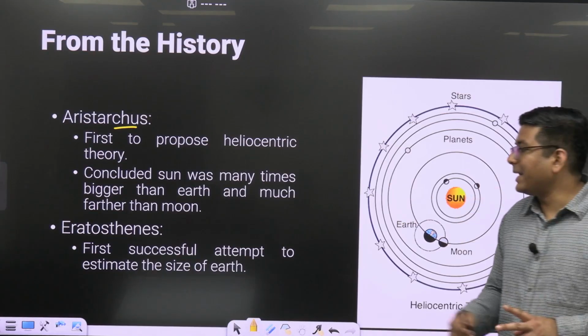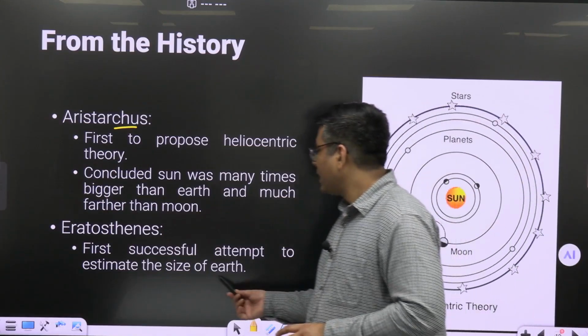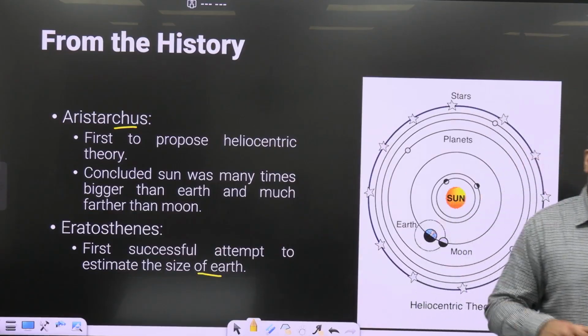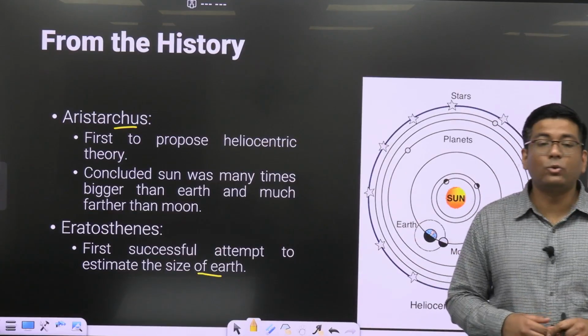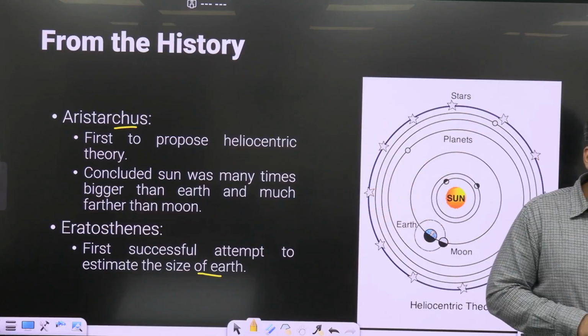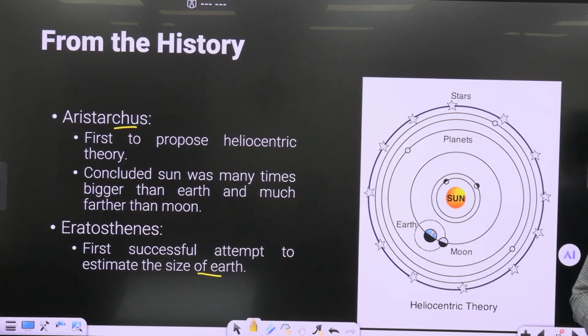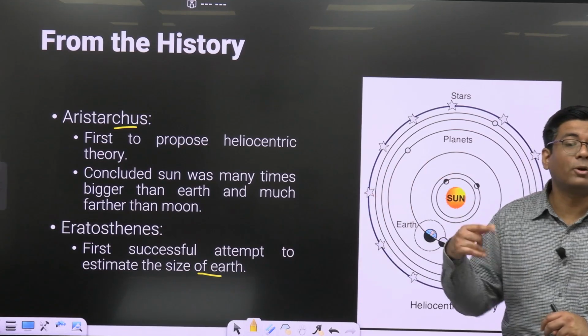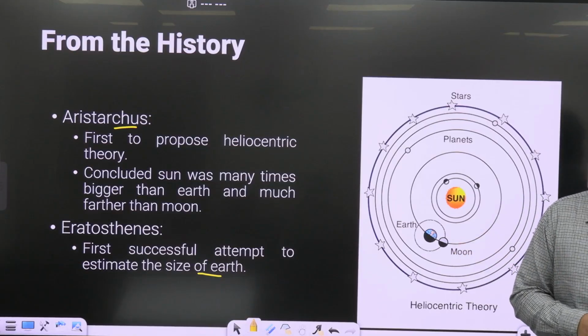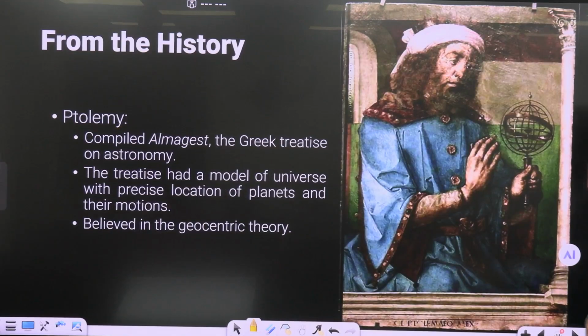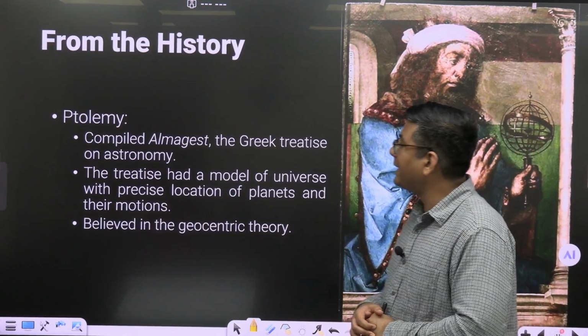Then the next person is Eratosthenes. Eratosthenes was the first one to calculate, or try to tell, the circumference of the earth, how big the earth is. He was the first one to attempt such a big calculation, but his calculation was based upon the idea of Aryabhat. So that is basically Eratosthenes. Then we have Ptolemy.